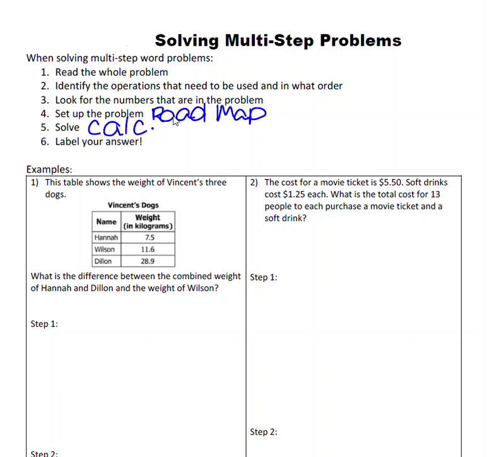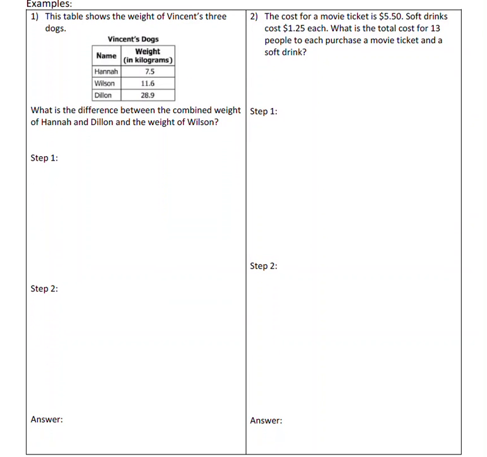So let's look at our first example. And like I said, these are going to be multi-step problems. So it's not just going to be adding or subtracting in isolation. There's going to be more than one thing happening. So if we read number 1 in its entirety, this table shows the weight of Vincent's 3 dogs. And then we have the weights for Hannah, Wilson, and Dylan. It says, what is the difference between the combined weight of Hannah and Dylan and the weight of Wilson?